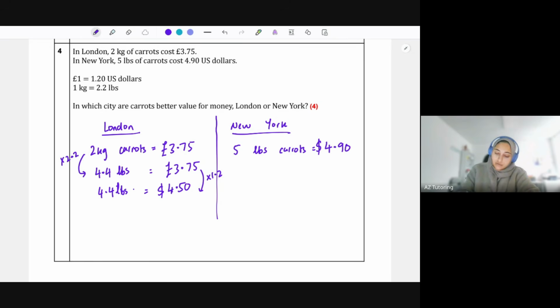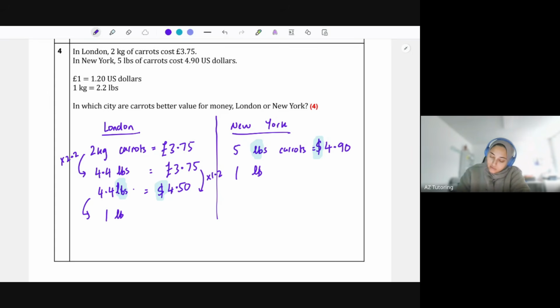That's perfect. We've got all of these in the same units now, so now we can compare. But there's one issue. We can't compare right now because I've got 4.4 pounds on one side and I've got 5 pounds on the other side. So we need to make them both the same so we can compare which one's better value for money. So I can just change both of them to £1.